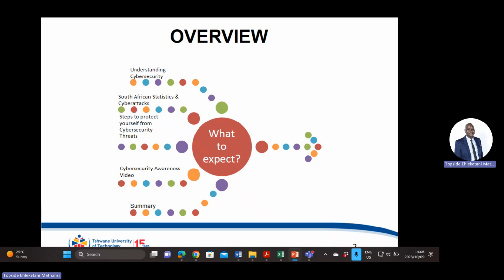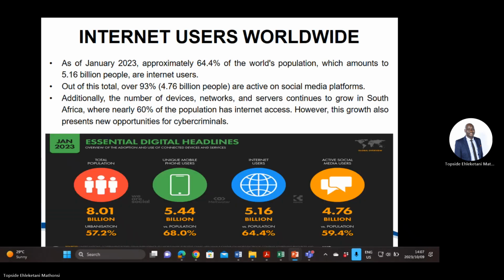And the last part of our presentation will bring a short summary that you can also use to protect your online accounts. So, as we've indicated, we will first provide an introduction to cybersecurity so that you can have a basic understanding of what cybersecurity is.